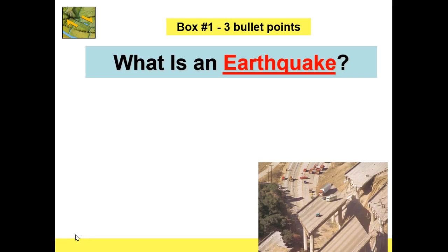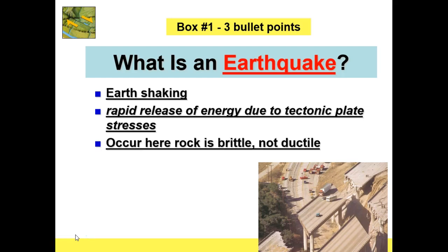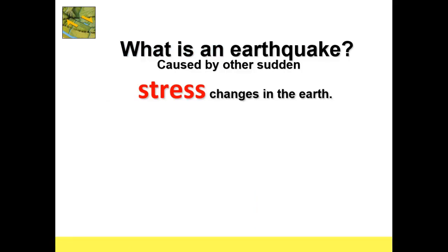What is an earthquake? You're going to title box number 1 earthquake. It's simply when the earth is shaking. It's the rapid release of energy due to tectonic plate stresses, and it occurs where the rock is brittle, not ductile. If you remember, ductile is like duct tape. Duct tape is going to fold. Brittle is where it actually tears, like right here, it tore the road in LA. If you need more time, pause the video, but I'm going to go ahead and continue on.